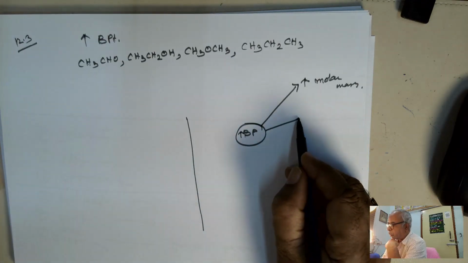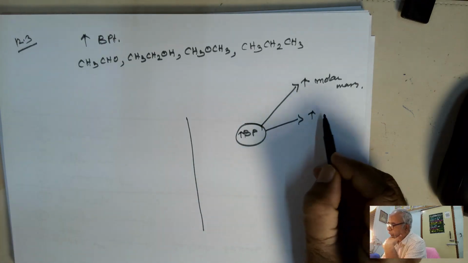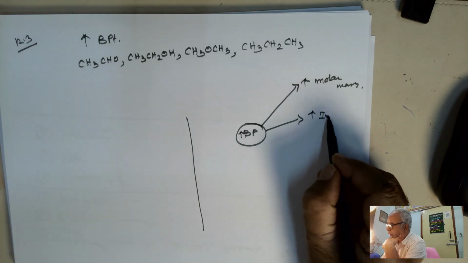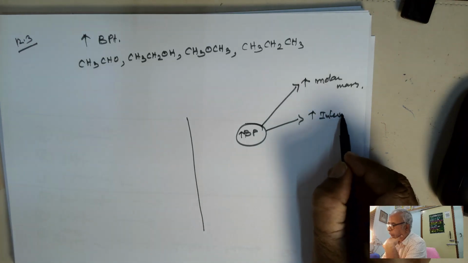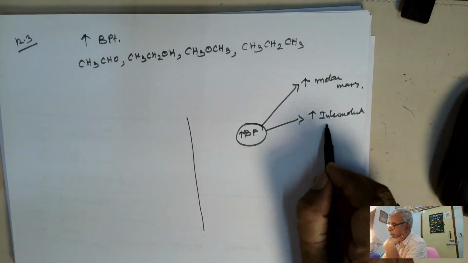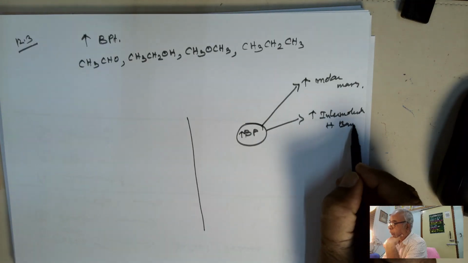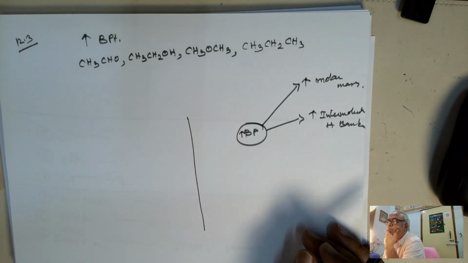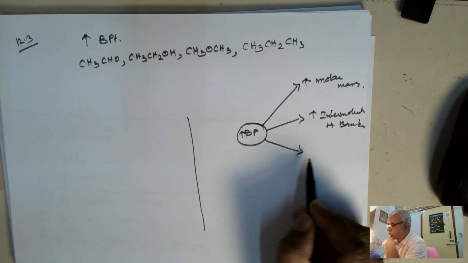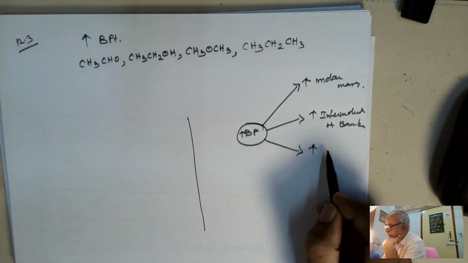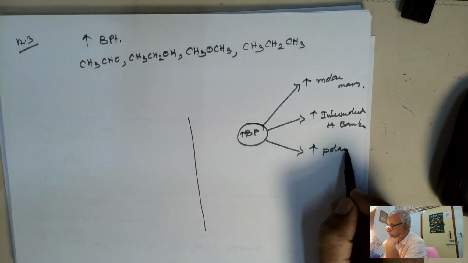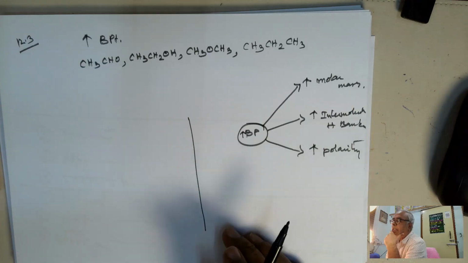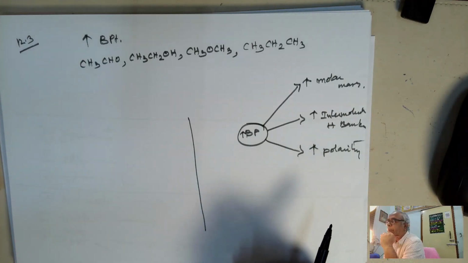When there is more interactive, that is intermolecular H bonding, there will be more boiling point. When there is more polarity, there is an increase in the boiling point.